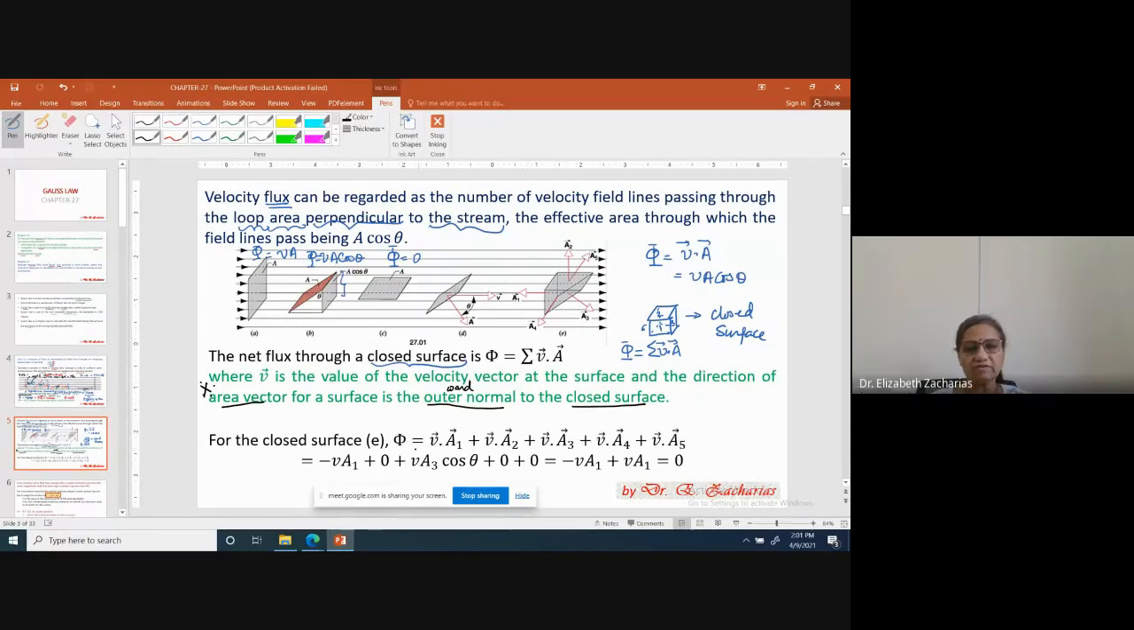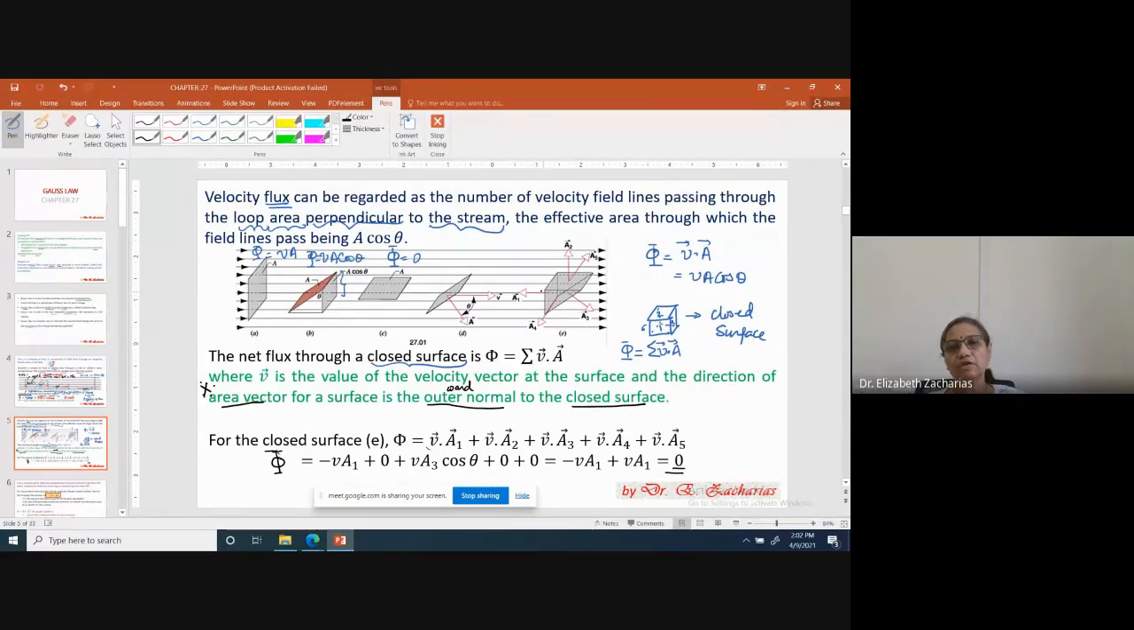So for a closed surface, what should you do? Individually, for each of these faces, you have to find out V dot A1 plus V dot A2, V dot A3, like this do for everything. And it can be shown that for this kind of closed surface, the flux will be equal to 0. I will not do any mathematics to show that. Just pictorially I'll show you.